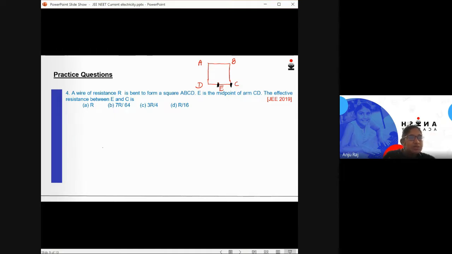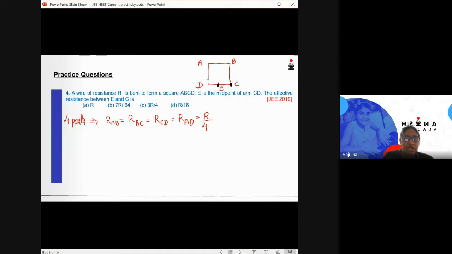A wire of resistance R is bent to form ABCD, a square of 4 sides. So basically 4 parts are there. Initially the resistance is R. Now you are dividing it into 4 sides of the square. So what is happening? Different resistances. The resistance of AB will be RAB. The resistance of the arm BC will be RBC. The resistance of the arm CD will be RCD. The resistance of the arm AD will be RAD. Each one is R by 4, because you have divided the complete resistance into 4 parts. So each part will have a resistance R by 4.